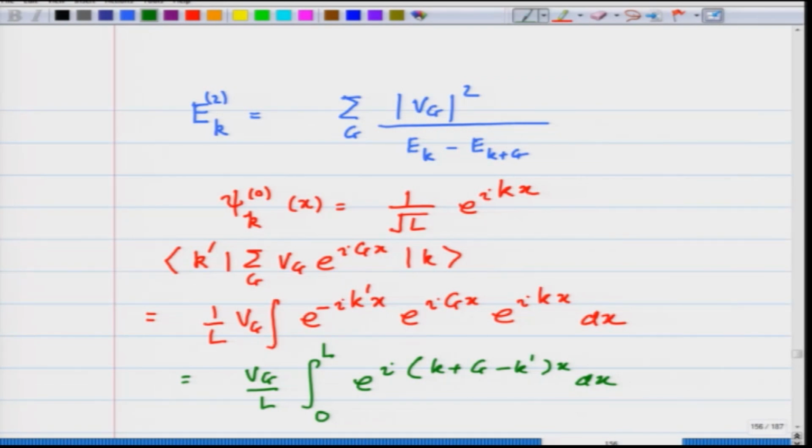applied. Therefore, this is equal to 0 if k prime is not equal to k plus g, and it is equal to integral of dx over L when k prime is equal to k plus g. So, this you can write very easily as V g delta k prime, k plus g. This is what we used earlier. So, I just wanted to clarify how it is obtained.